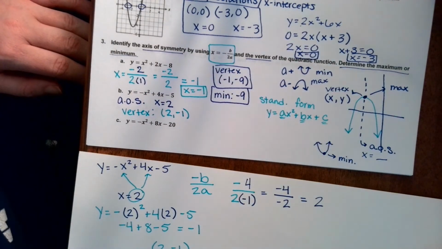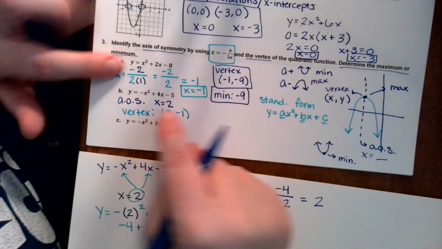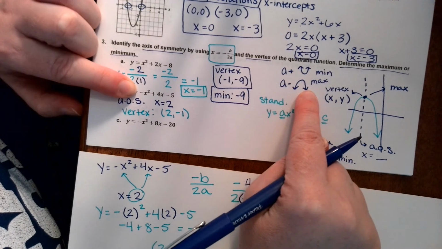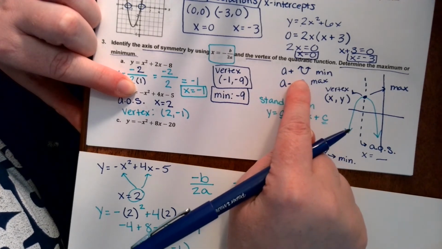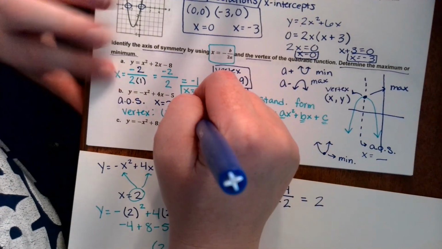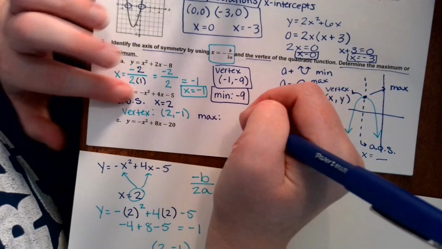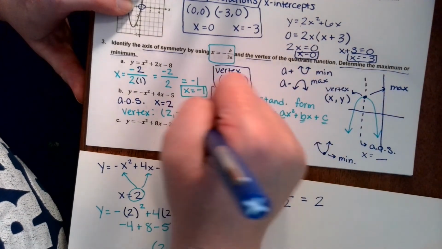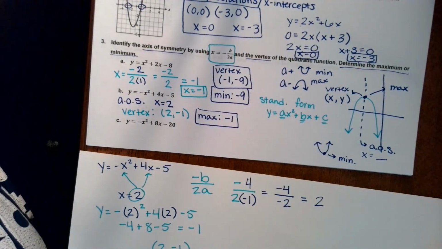All right. And then my minimum or my maximum, well, let's see which one it is. This is negative out in front. So that means this is going to be a maximum. So that would be here. So my maximum, yeah, the negative's the maximum. So my maximum is going to be -1. That's the highest y value I have, -1.